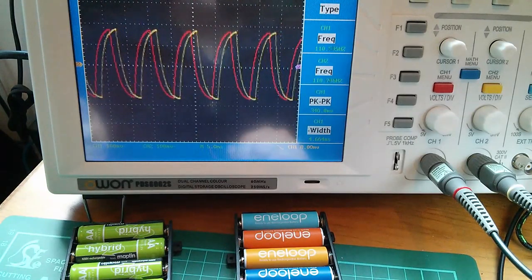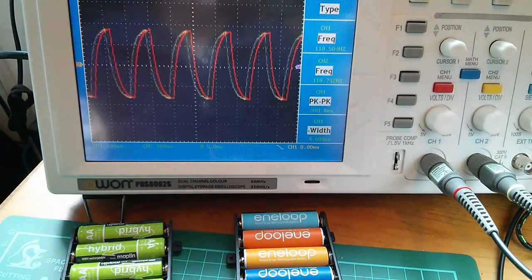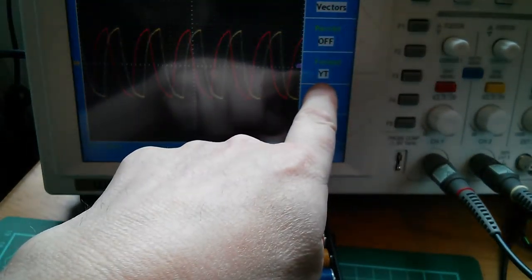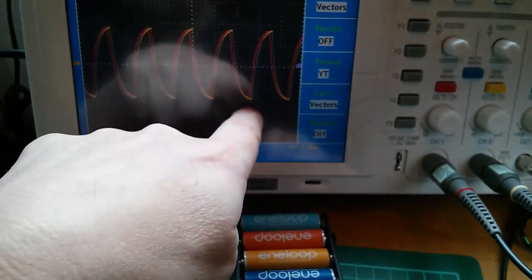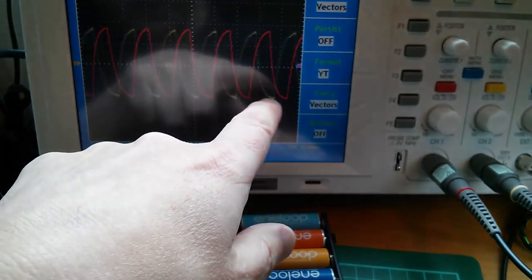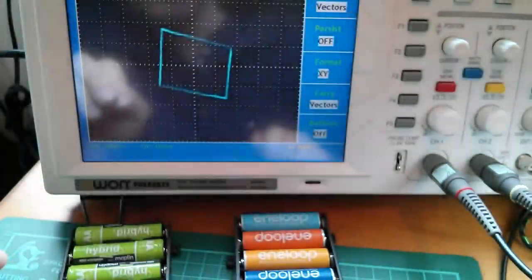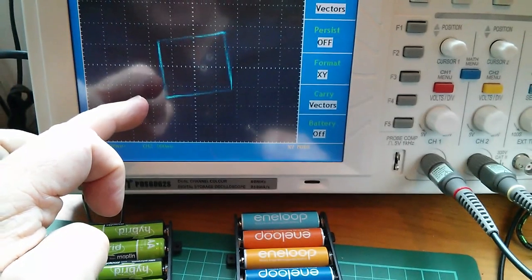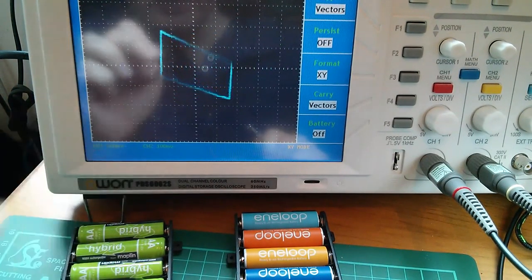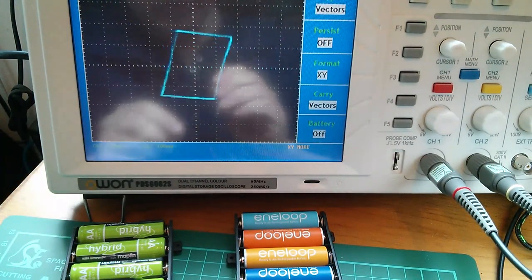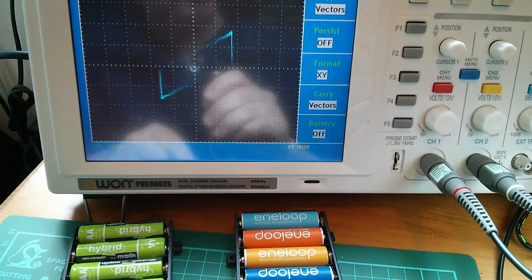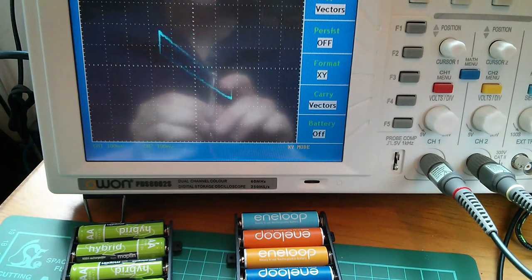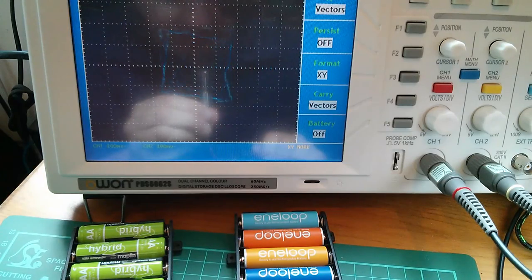Now I'm just going to try XY for a moment. So I've got YT format, so that's Y and time in the X direction. If I change that to XY, now I'm not quite sure why it's square. I would have expected a circle there, but let's go with it. So that's with both oscillators at the same frequency. Let's now try and go up to the fifth.